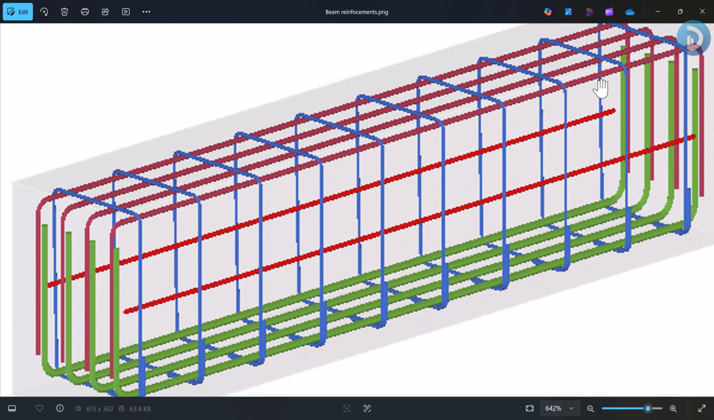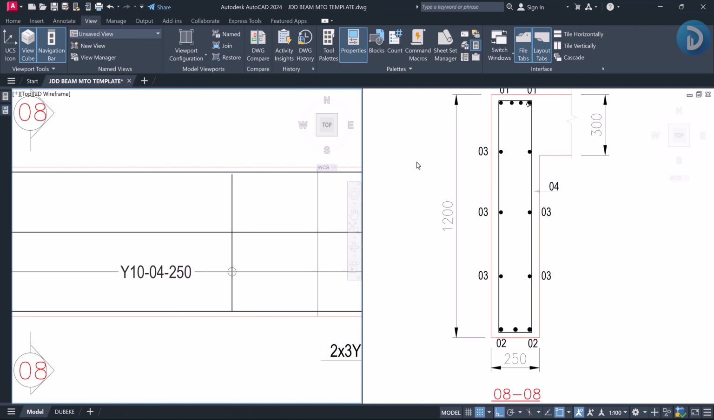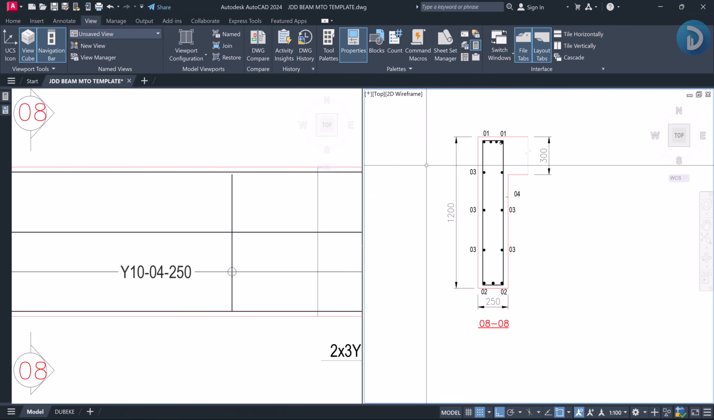So this is the first and most important part of making your material take-off, which is identifying the various reinforcements in your respective structural members. It can be a slab, a pad foundation, or your columns, right? Identifying the various reinforcements in your beam is very key, because this is what will help you in the other processes required to estimate your materials.